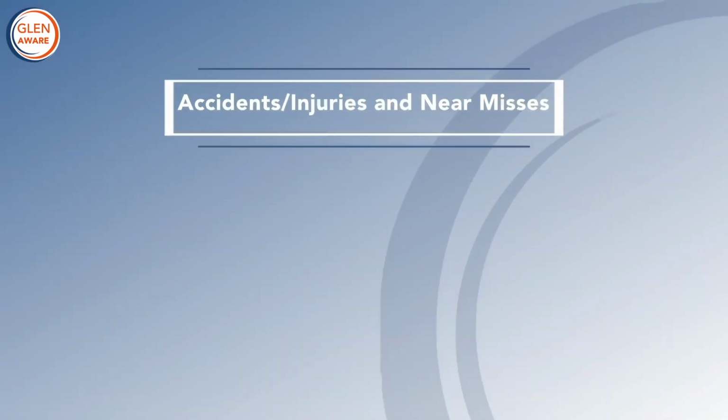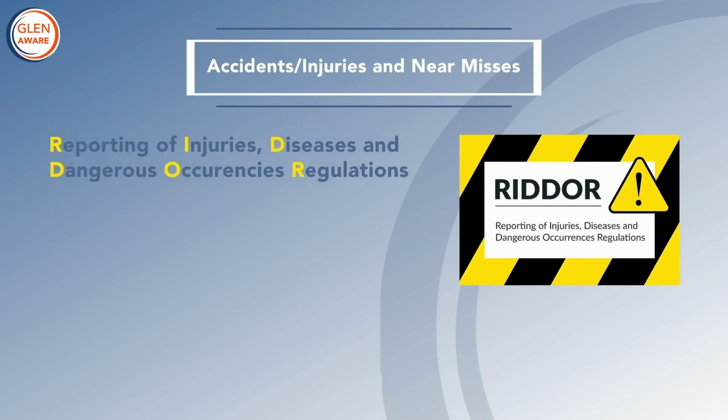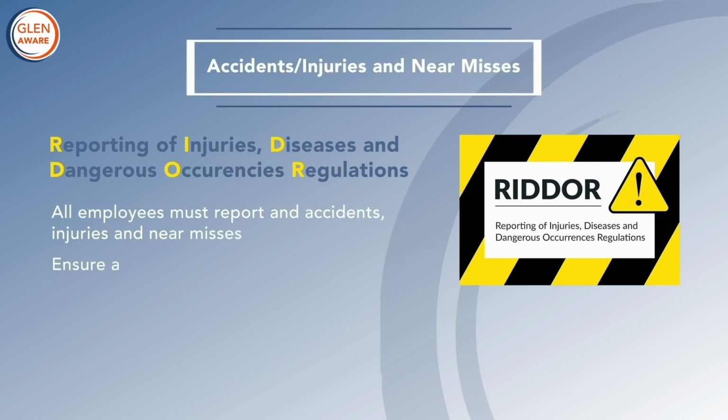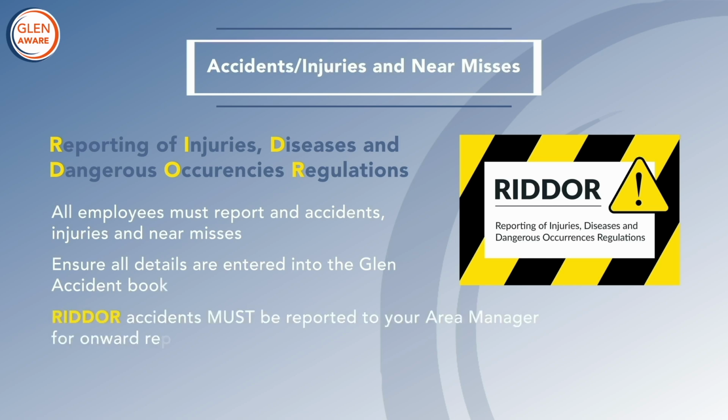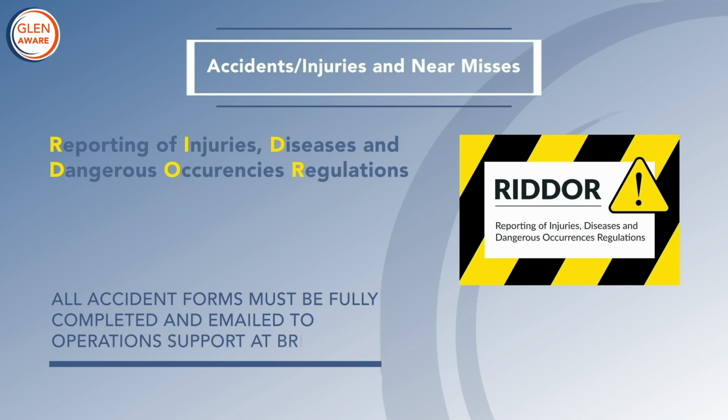Accidents, injuries and near misses. RIDDOR, Reporting of Injuries, Diseases and Dangerous Occurrences Regulations. All employees must report any accidents, incidents or near misses and ensure that details are entered into the Glen Accident Book. RIDDOR accidents must be reported to your area manager for onward reporting and advice. All accident forms must be fully completed and emailed to Operations Support at Bristol.